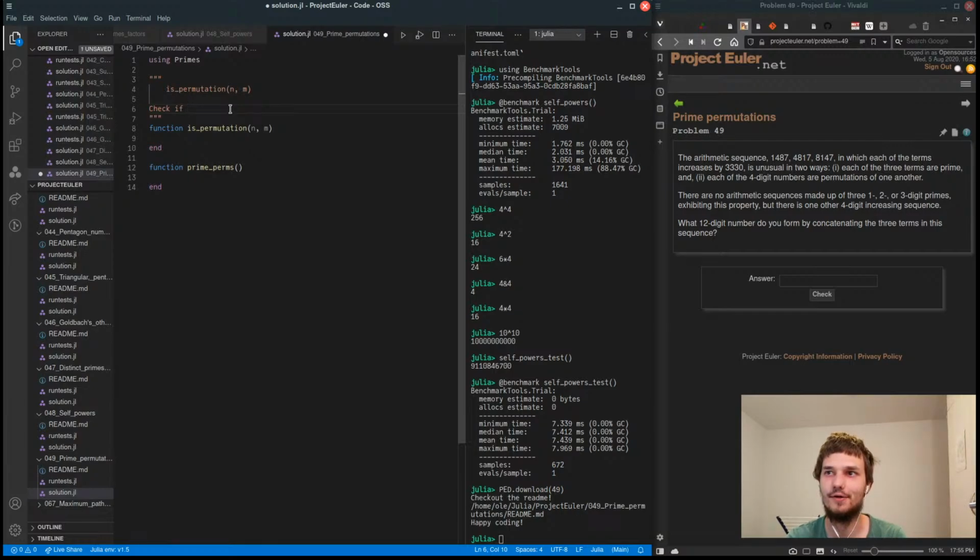Why I was going black. Check if M is a permutation.